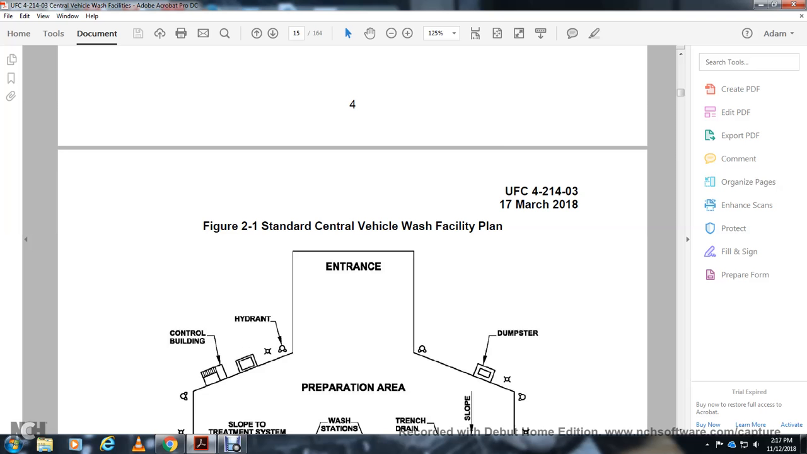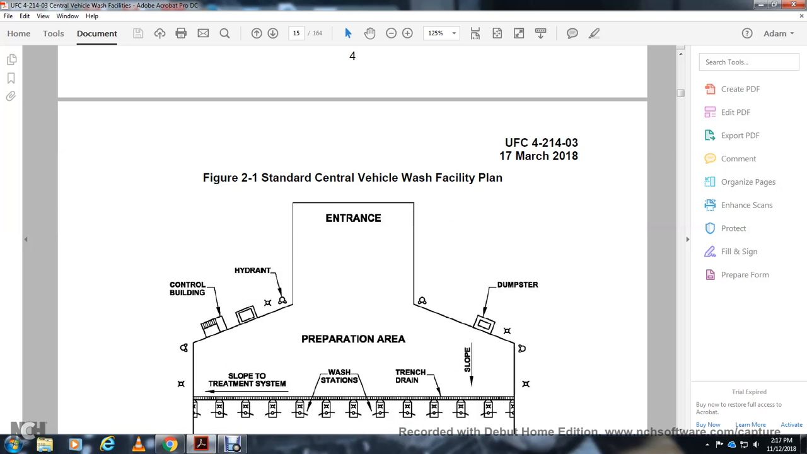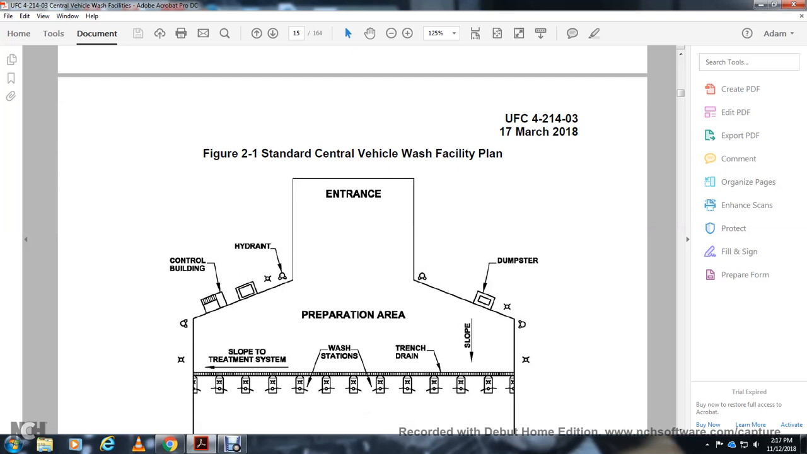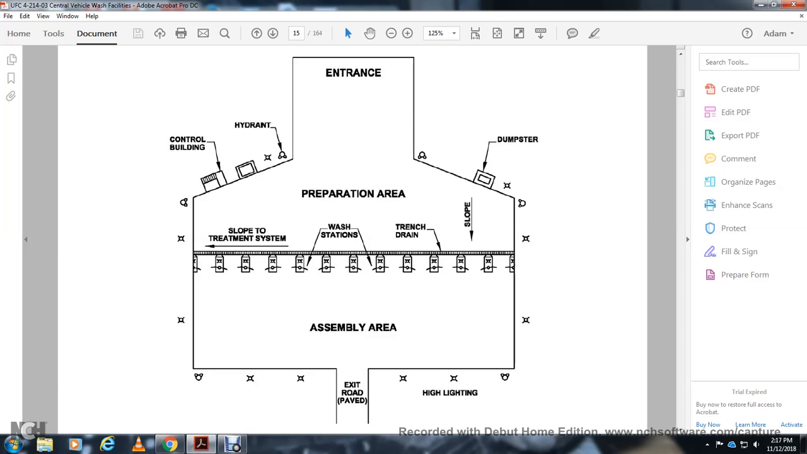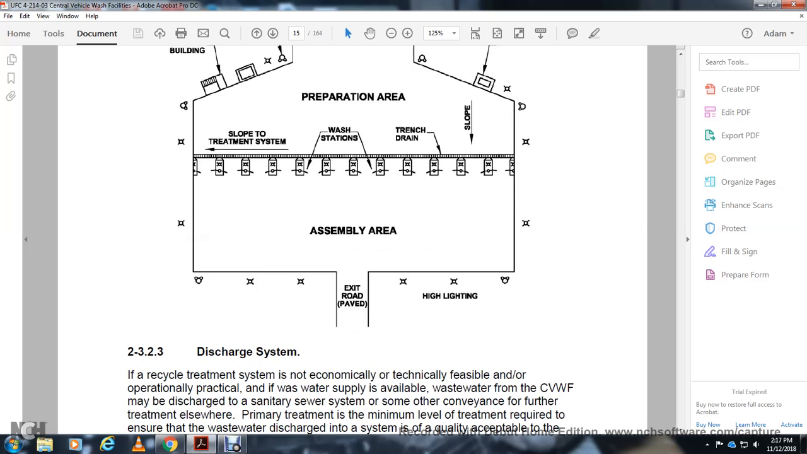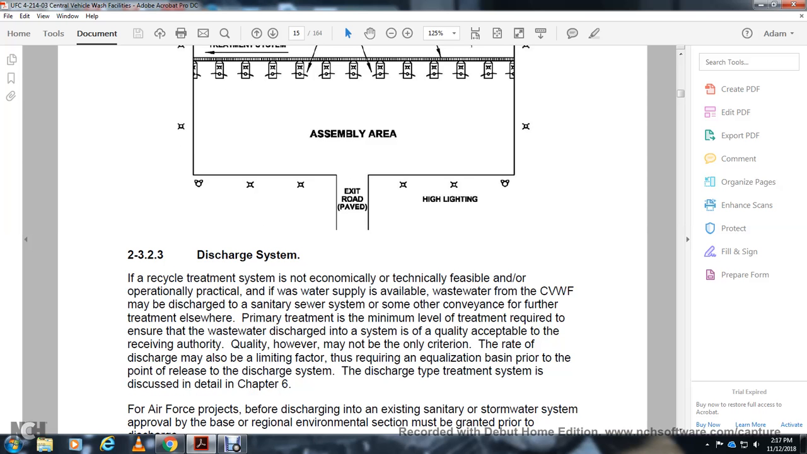Standard 1: the central vehicle washing facility plans include the control building, hydrant, exterior dumpster, preparation area, slope, treatment system, washing stations, trench drain and slope, assembly area, exterior road and paved discharge system. If it's recyclable, wastewater should be recycled if economically and technically feasible and operationally practical, with the wastewater supply available from the central vehicle washing facility.